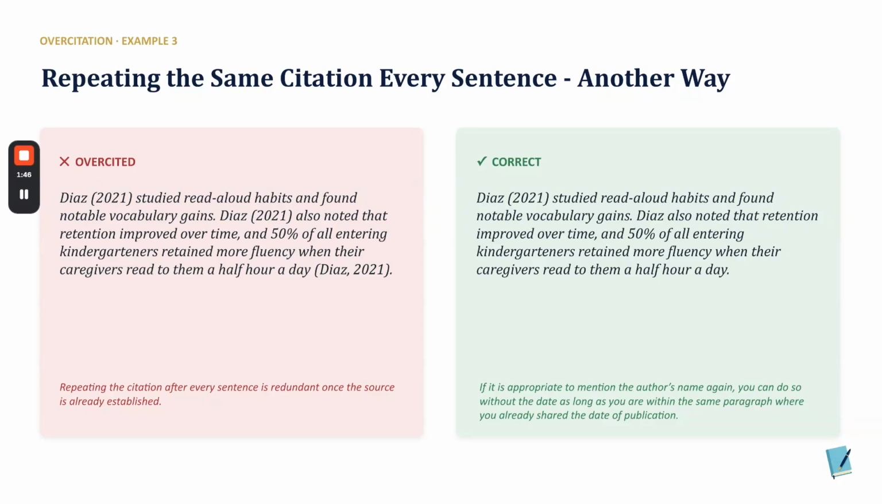Just make sure, like I said, that you're using that strategy within the same paragraph where you've already shared the date of publication. The other disclaimer to this is that let's just say that you have two Diaz's in this thing that you're writing. Then you do want to be careful and you do want to make sure to use the year each time. But if you're just using the one Diaz source in your paper, then you can use the strategy on the right-hand side of your screen with the full permission of APA.